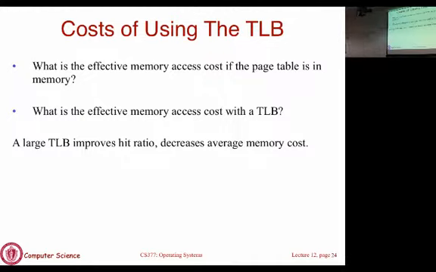Elementary probability. It's either the event happens or doesn't happen. That's the probability of it happening. The probability of it not happening is 1 minus P. So this is your expression that we are going to say is the cost of an effective memory access.